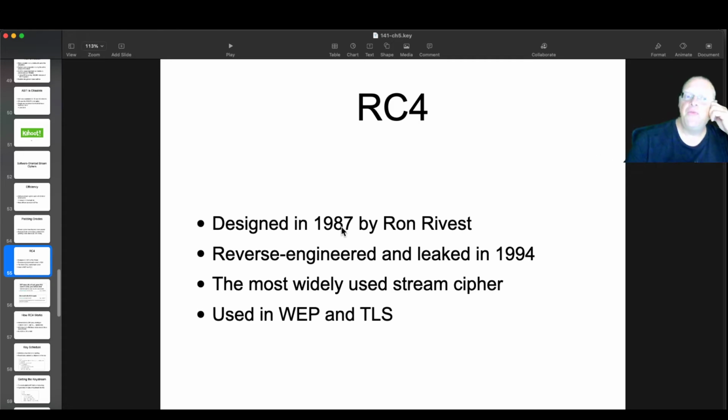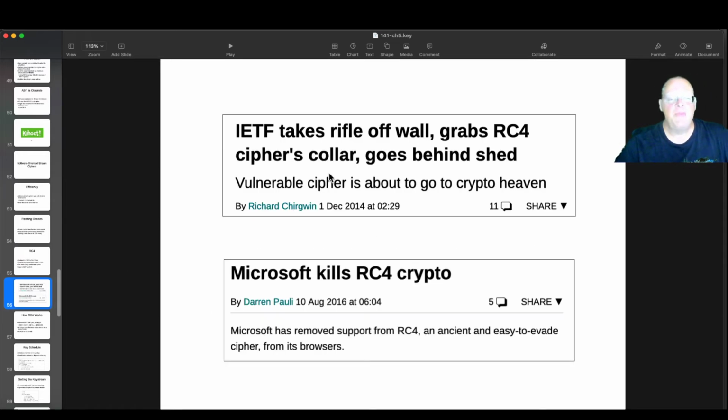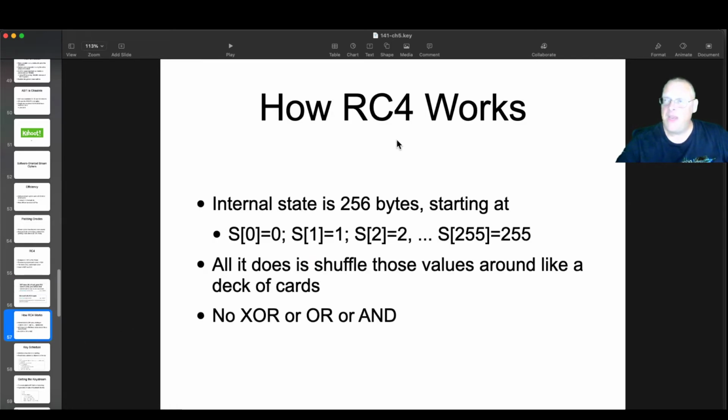So RC4 was a stream cipher that's very popular, used for a really long time. Now it has finally been pretty much deprecated. Like I said, in the last decade or so, people have found so many problems with RC4 that they've pretty much given up, and Windows won't even let you use it anymore. But for a while, RC4 was the cat's meow. RC4 is pretty amazing stuff.